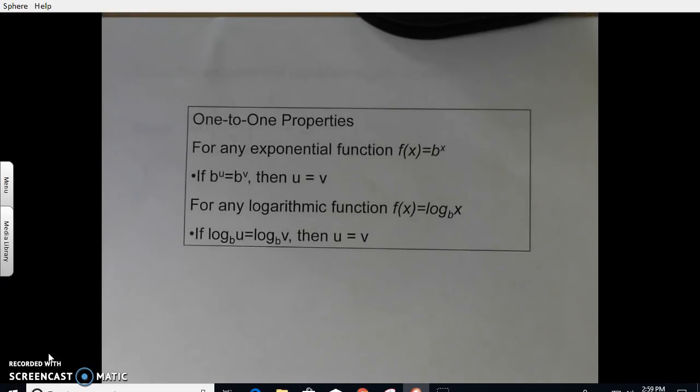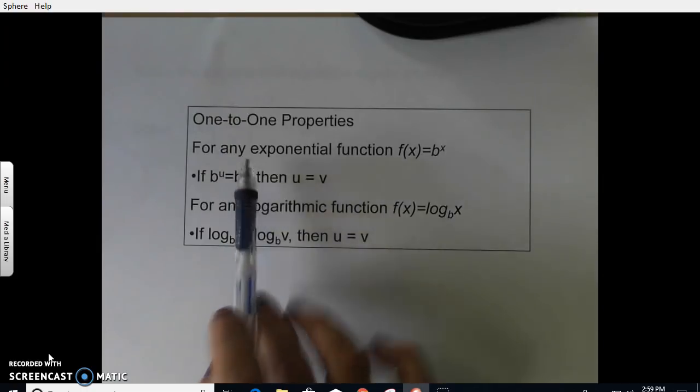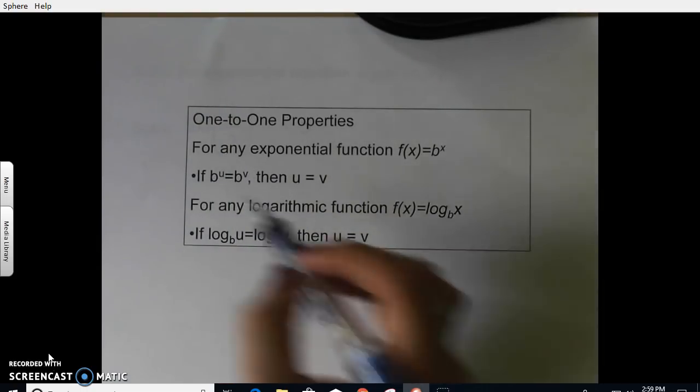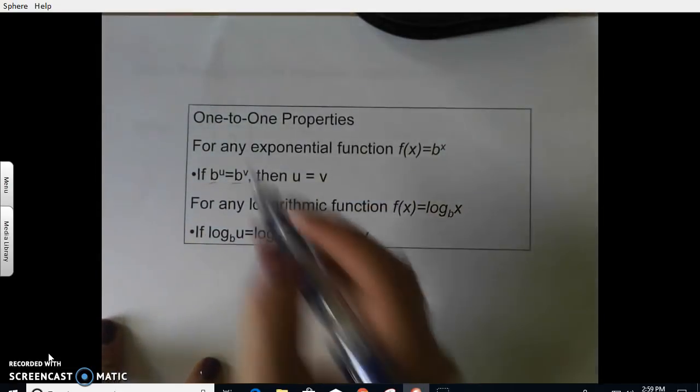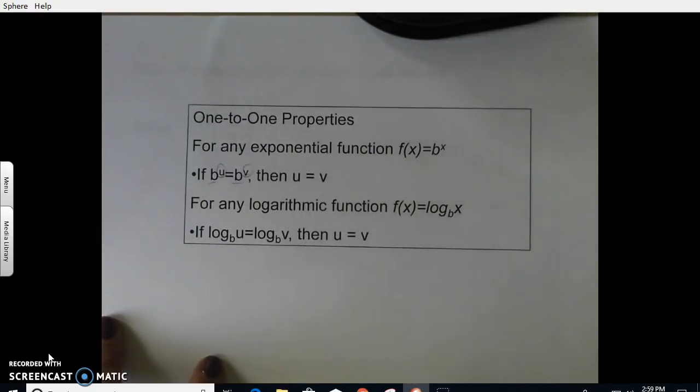So for an exponential function, f of x is equal to b to the x power. If b to the u power is equal to b to the v power, then u is equal to v. What are we saying? We have the same base raised to exponents, then the exponents must be equal.